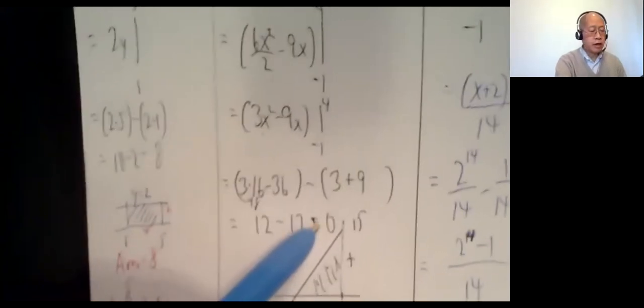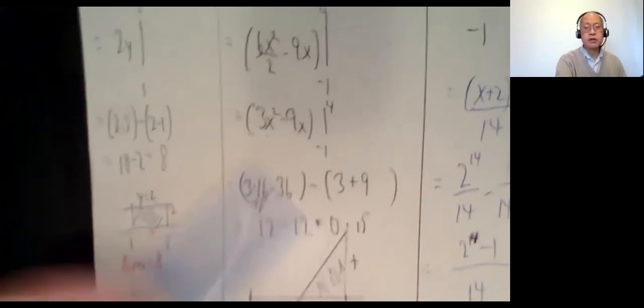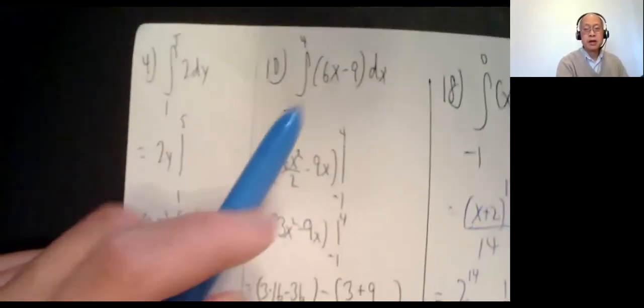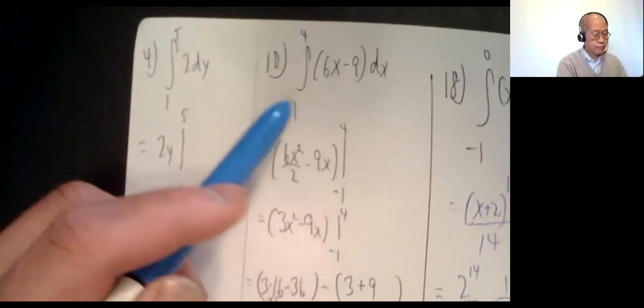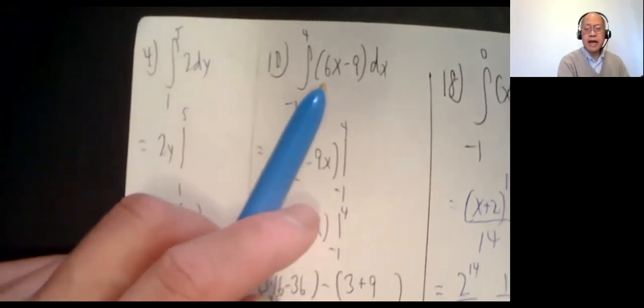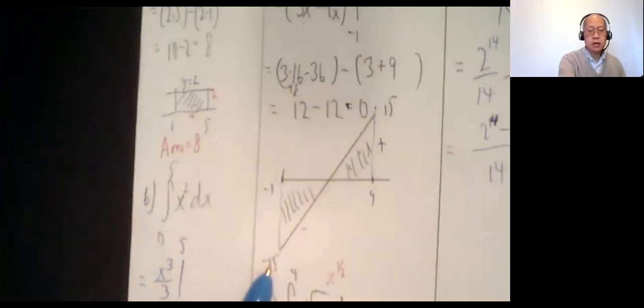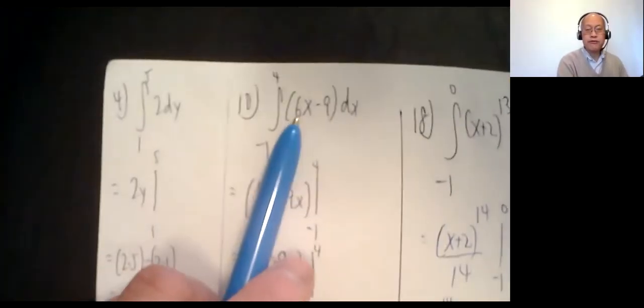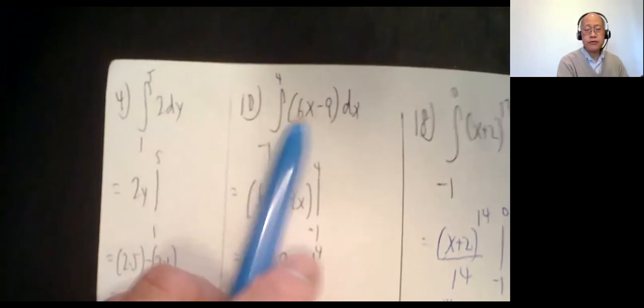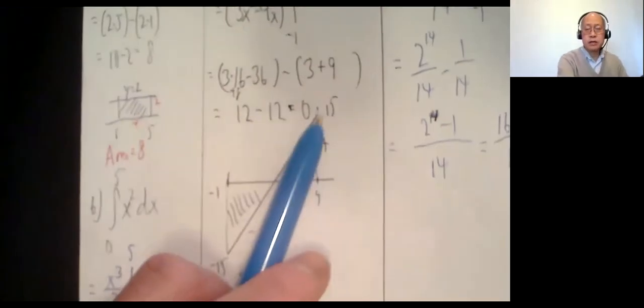Now, how can you have the answer come out to be 0? The problem's finished, but I'll dig deeper. How can you have an area of 0? Okay. This is what the graph happens to be of 6x minus 9. If I plug in -1, I get -15. If I plug in 4, 6 times 4 is 24, minus 9 is +15.